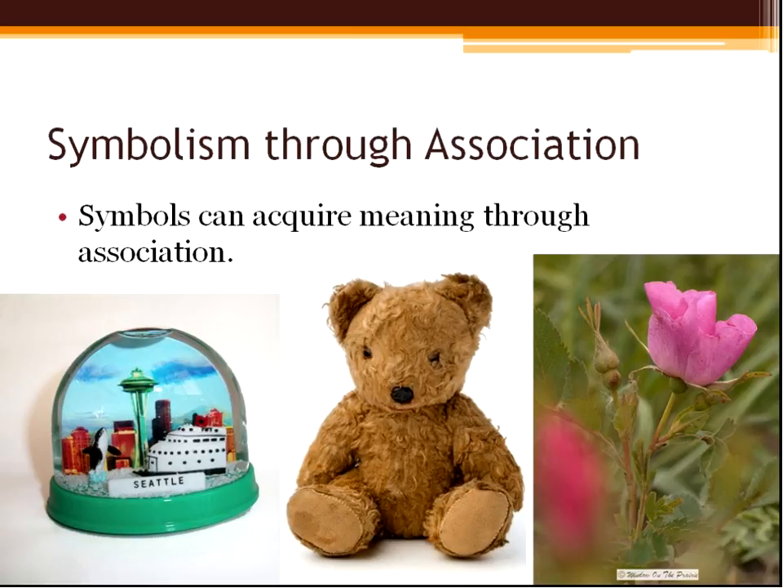So we can arrive at symbols through association. Things can come to mean certain things to us. We don't really have any real inherent use for a snow globe from Seattle. But when we take it home and then look at it years later and turn it upside down and shake it and look at the Space Needle and so forth, it's reminding us of a time that we enjoyed Seattle, right? It's taking us back to the memory and the feelings we had when we were in Seattle. That's why we buy souvenirs.